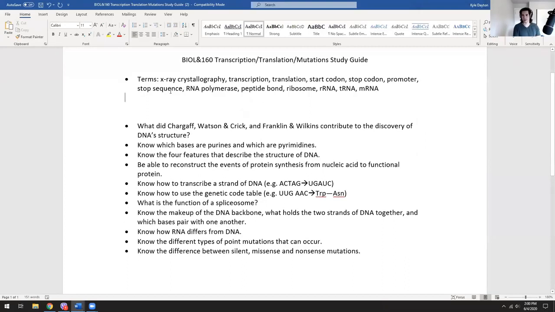So X-ray crystallography, without getting into too much, is the way we visualize small things. We'll just say that. This is what Rosalind Franklin used to visualize DNA.